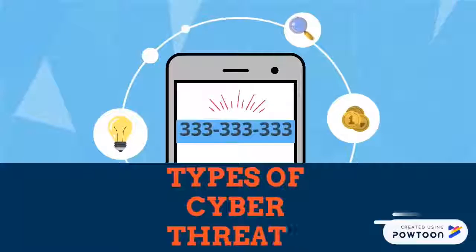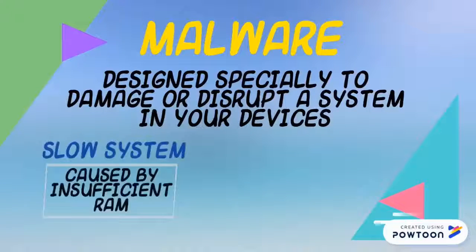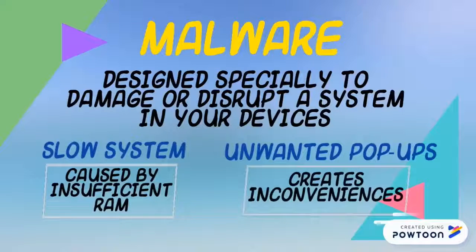Types of cyber threats. How do we detect a malware infection? It's a slow system caused by insufficient RAM. Unwanted pop-ups happen when it creates inconveniences during the access time of the devices.